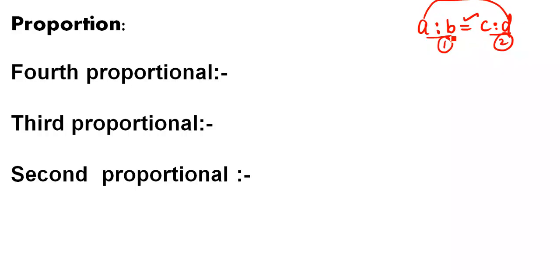The proportion formula is AD is equal to BC. It is very important. The proportion formula is AD is equal to BC.